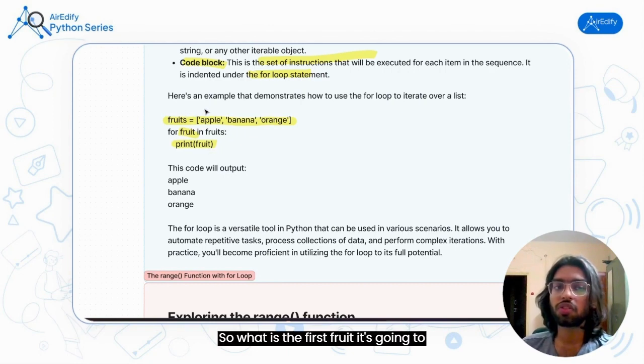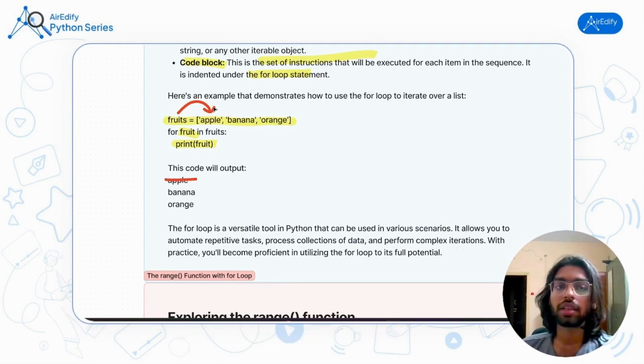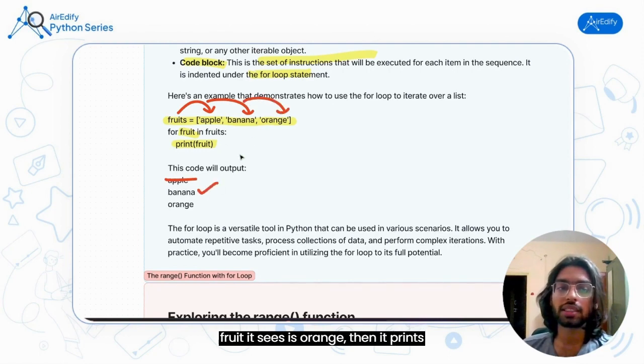So what is the first fruit it's going to print? The first fruit it sees is apple, so it prints apple. The next fruit it sees is banana, then it prints banana. The next fruit it sees is orange, then it prints orange.